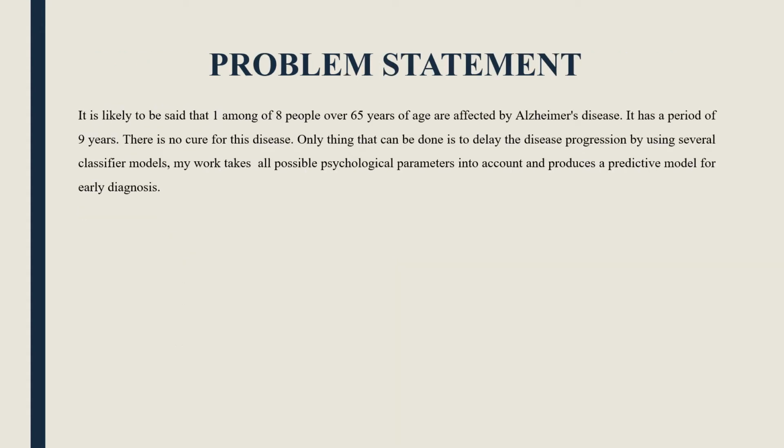Problem statement. It is likely to be said that 1 among 8 people over 65 years of age are affected by Alzheimer's disease. The only thing that can be done is delaying the disease progression. So my work takes all possible psychological parameters into account and produces a predictive model for early diagnosis. This helps an Alzheimer's disease patient for getting to know which stage he or she is in and taking precautions from the beginning.